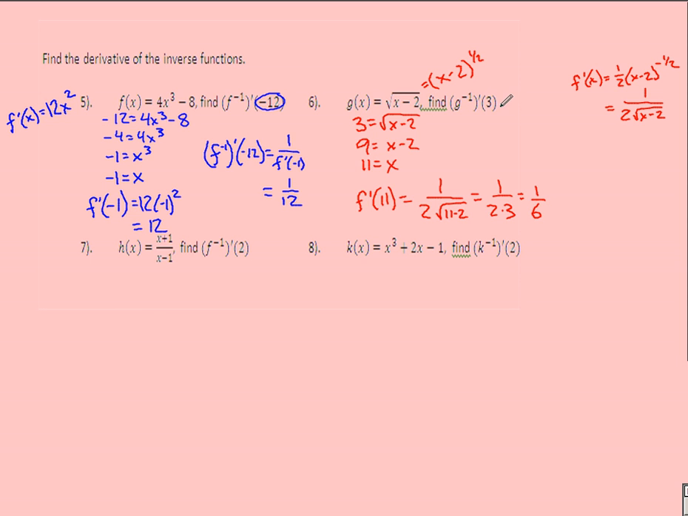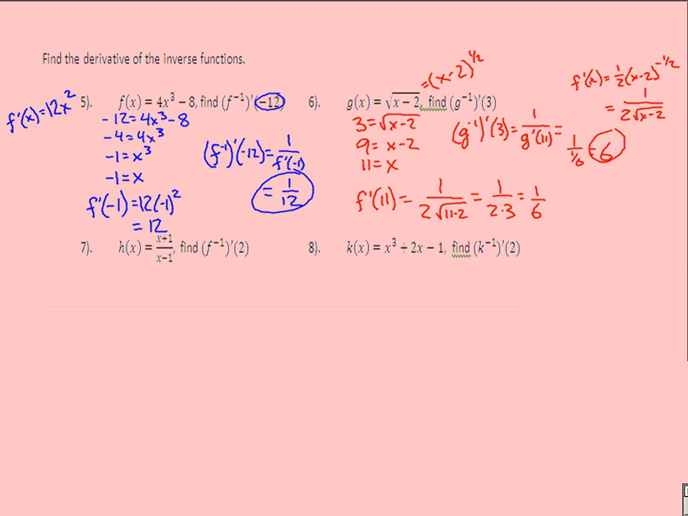So this g inverse prime of 3 is the same as the reciprocal of g prime of 11, which we said was 1/6. So we got 1 over 1/6, which is just equal to 6. So that's my final answer for that one.